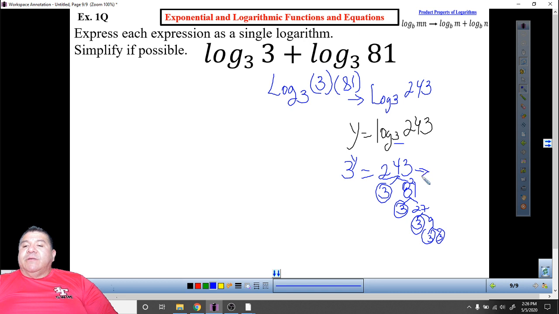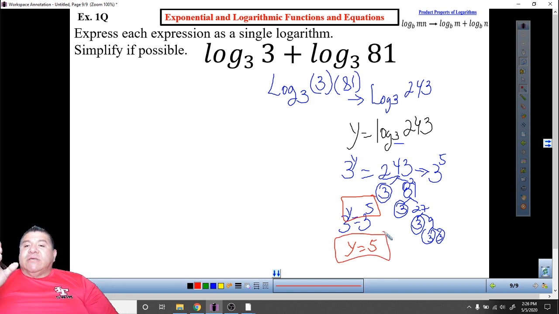So this could be rewritten as 1, 2, 3, 4, 5. That's 3 to the 5th. So we rewrite this. This is 3 to the y equals 3 to the 5th. So my solution is y equals 5. And once again, what property are we using? The product property of logarithms. Product property of logarithms. All right.